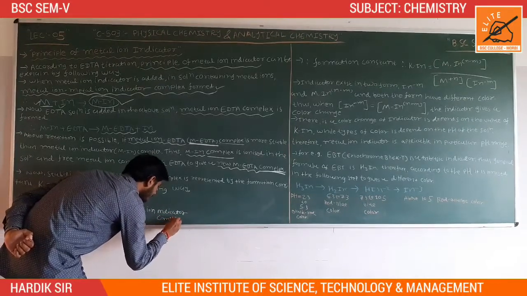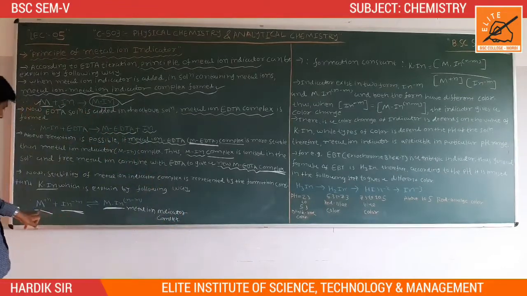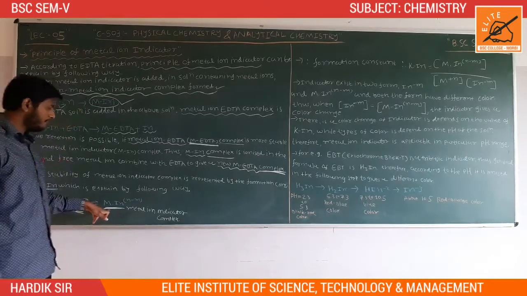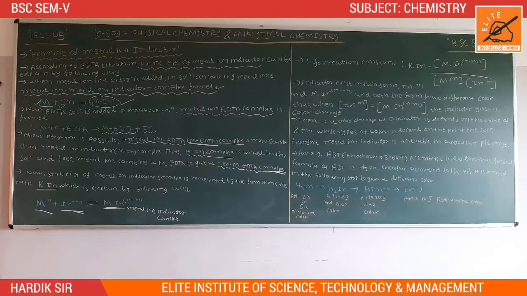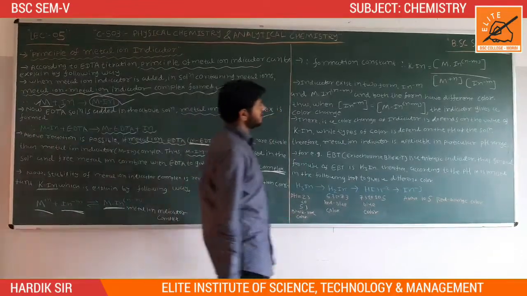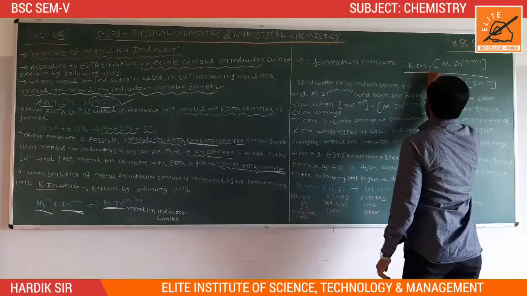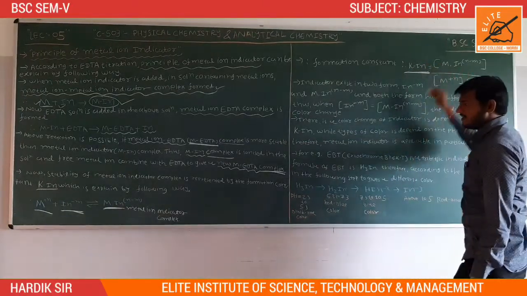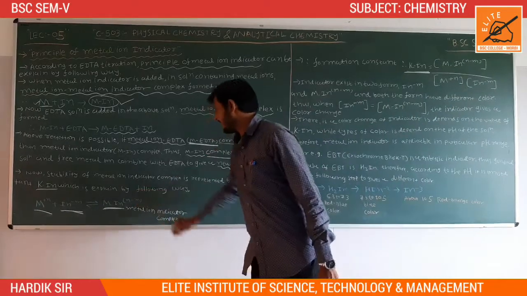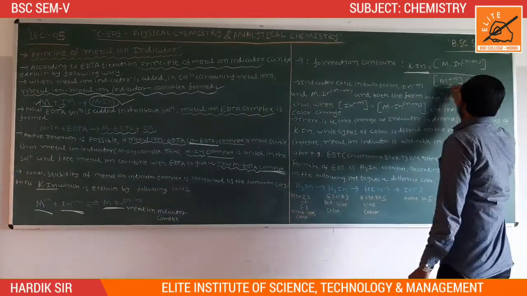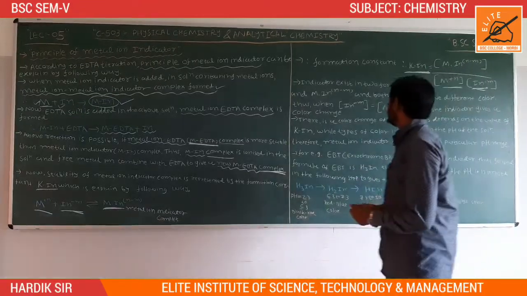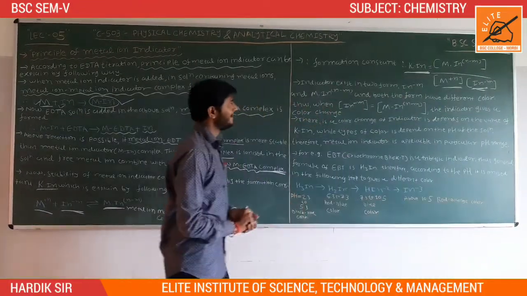So first of all, our metal ion combines with the indicator and forms the metal ion indicator complex. Now the formation constant KIN is equal to the concentration of M into IN to the n minus m, upon M to the n plus and IN to the minus m. So this is the formula of the formation constant KIN.